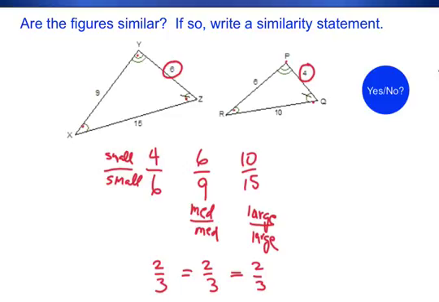I need to write a similarity statement, and it's important that I write it in the correct order. I'm going to line up my angles. Triangle ZXY is similar to triangle QRP. And the answer, again, is yes.